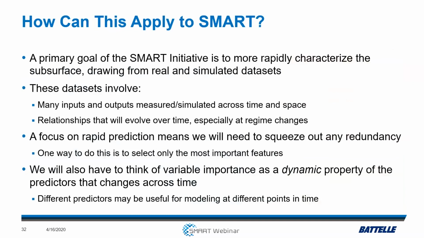So the final slide here I have, how can all this apply to SMART? Well, of course, we're going to be developing a lot of black box models. We're going to have a lot of predictors potentially. We want to be able to understand what's the most important predictor so that we can maybe limit our focus to understanding and characterizing that relationship between that predictor and the response. That's going to allow us to do this rapid prediction that we need on so many of the tasks.